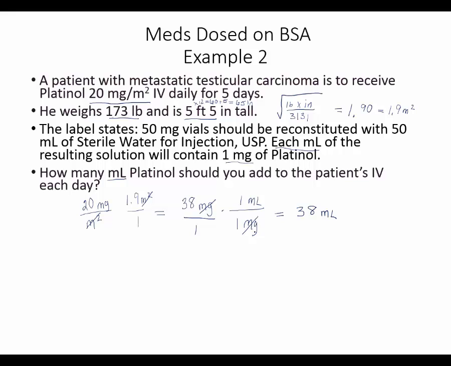You could use the nursing formula here. So if you wanted to, you can work with desired over have times quantity. Once I cancel the meters squared, I have my desired amount, which is 38 milligrams. What I have on hand is 1 milligram in a quantity of 1 milliliter. And so you can see in the nursing formula, milligrams cancels, and I get the exact same answer as I did with the dimensional analysis, that we would like to give the patient 38 milliliters.